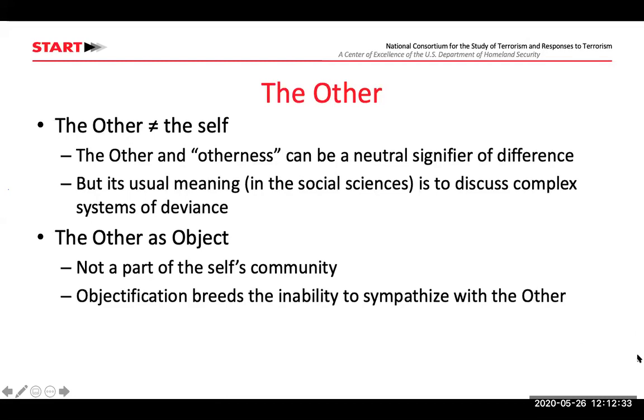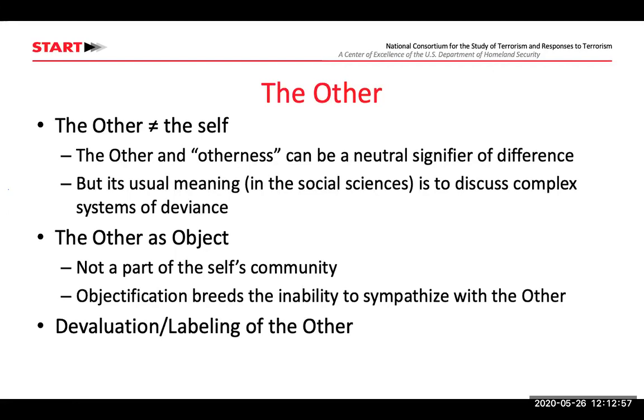So the trouble here is that the other can easily be turned into an object. So the other as being not a part of the self's community, as not being a part of the neighborhood, or whatever the self identifies as the community, can quite easily objectify the other and see the other as less than and delegitimize them. So devalue or label the other as something less than, something as subhuman. This becomes valuable when you are conceptualizing both the terrorist, so how you view the terrorist, someone that you have labeled as a terrorist, and it also has to do with how the terrorist views the people that they are terrorizing.